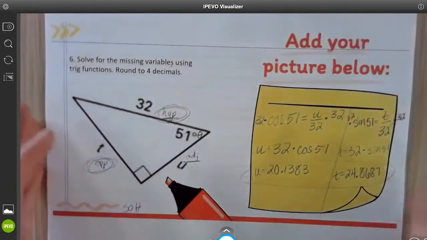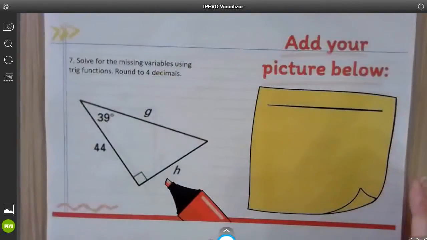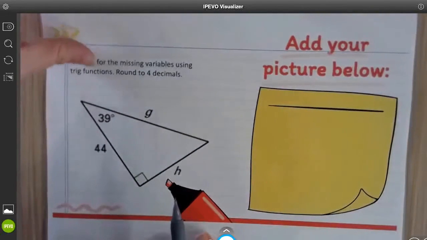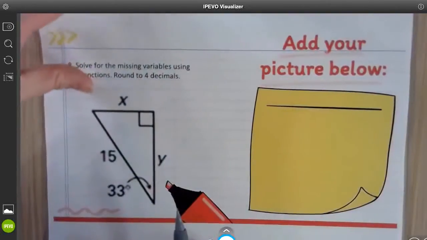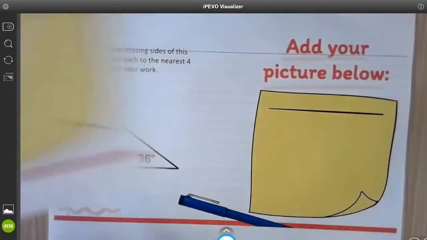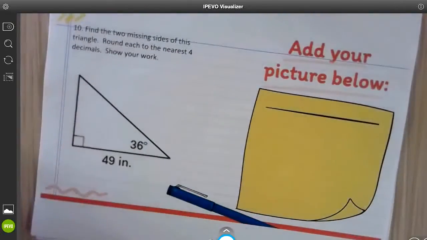Okay. Then number 7 is the exact same thing. They give you an angle measure, a side length, and then solve for the two missing sides. So just like number 6. Number 8 is just like number 6. Number 9 is just like number 6. And then number 10 is where it gets a little different.